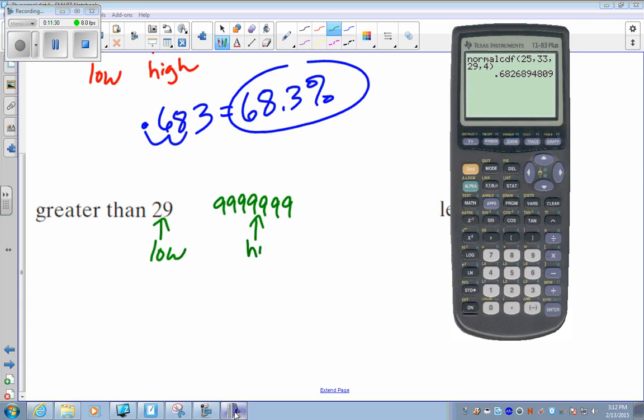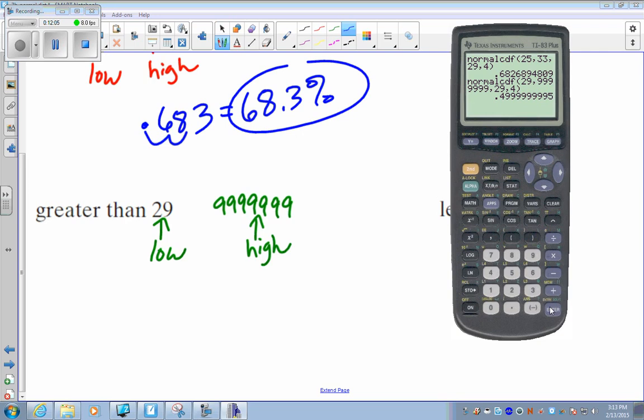Again, standard deviation, that's 4. Mean is 29. So we just enter it in the same way. Second, bars, normal CDF. You go the lowest, 29. Highest, 1, 2, 3, 4, 5, 6, 7. You can put 8, 9, it doesn't matter. Put a big number in. And then it's mean and standard deviation. Enter. And you get 49, looks like about, I will round that to 50%.